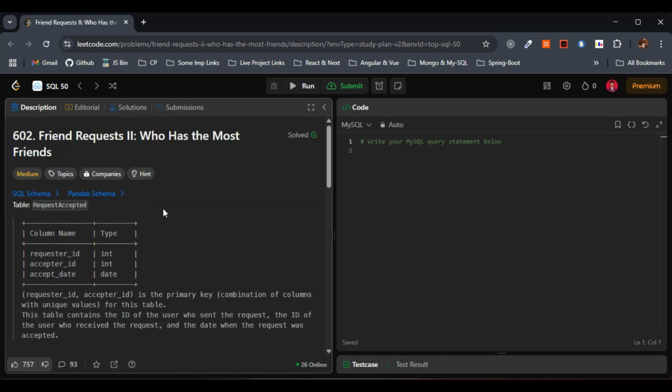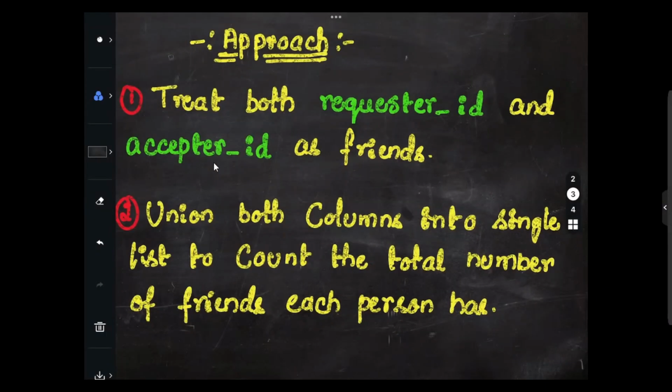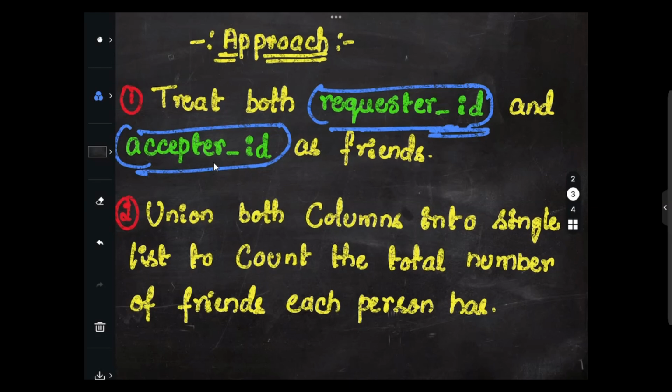Now first let's discuss the approach and then let's write the query. In the approach, the first step is that we will treat both the requester ID and the accepter ID as friends. Just keep this in mind, this is important.